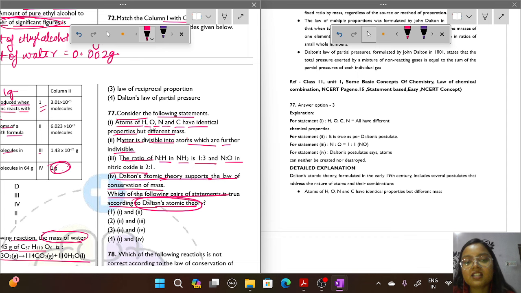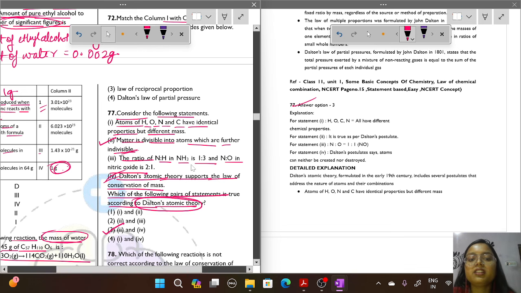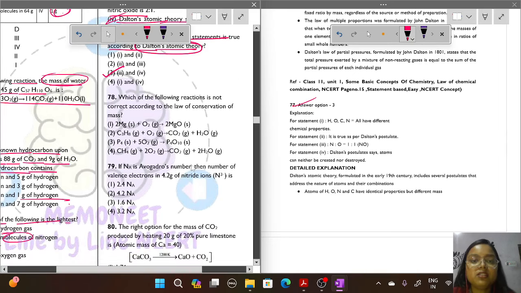Okay, so it is asking about Dalton's atomic theory and its statements. So option number 3, which is 3, 2 and 4, are correct. Matter is indivisible into atoms which are further indivisible. Dalton has said this statement, and also he has said that Dalton's atomic theory supports the law of conservation of mass. So these two statements are correct according to Dalton's atomic theory.